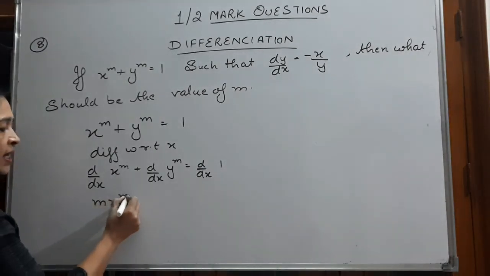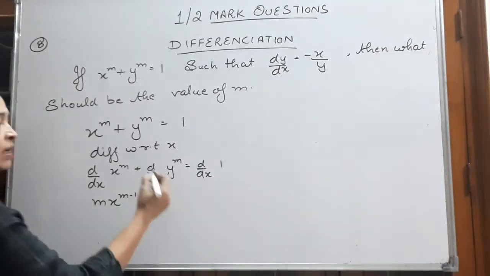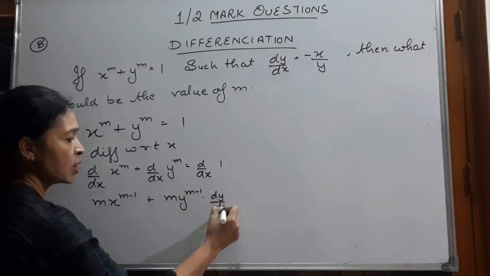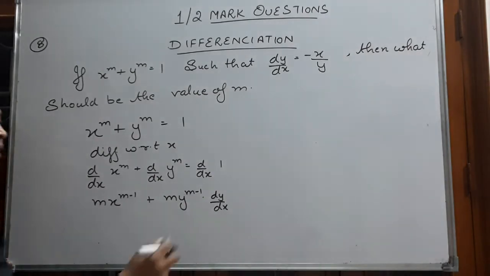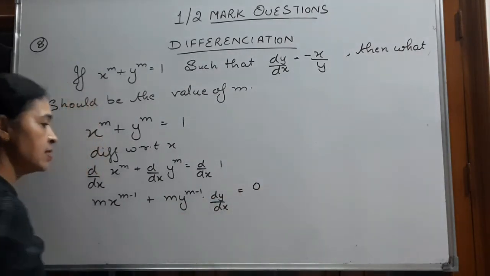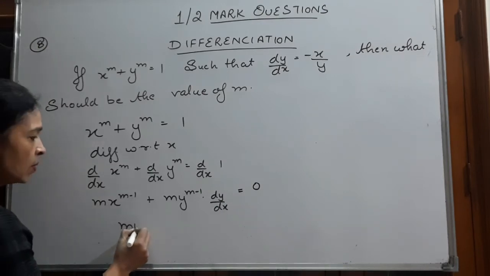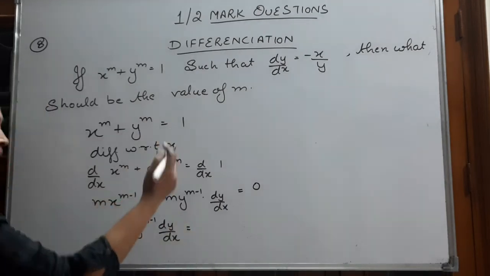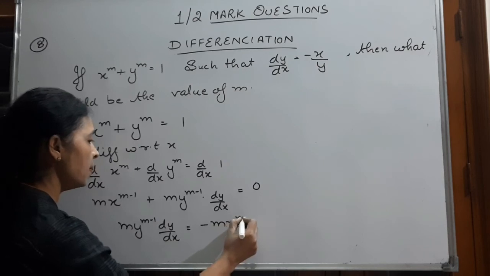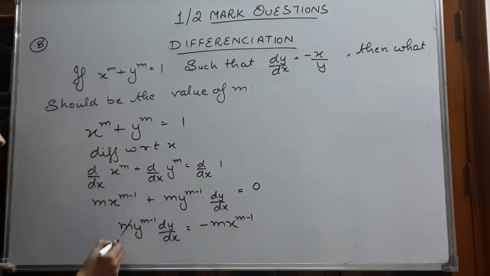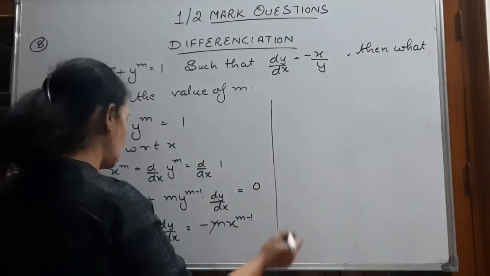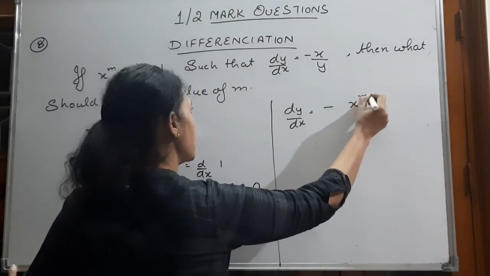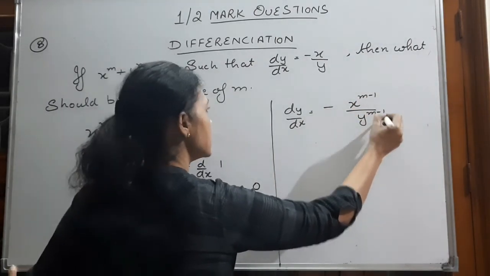m x to the power m minus 1 plus derivative of y to the power m is m y to the power m minus 1 into dy by dx, because we are differentiating with respect to x, equals derivative of 1, which is 0. Now children, m y to the power m minus 1 into dy by dx equals this term on the right hand side, minus m x to the power m minus 1. m and m get cancelled. What is dy by dx? Equals minus x to the power m minus 1 upon y to the power m minus 1.